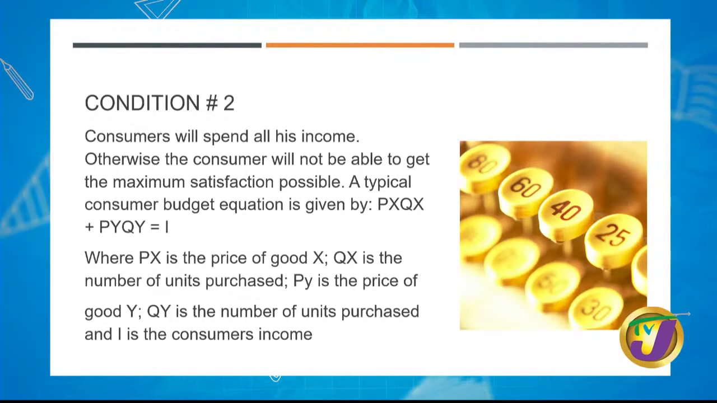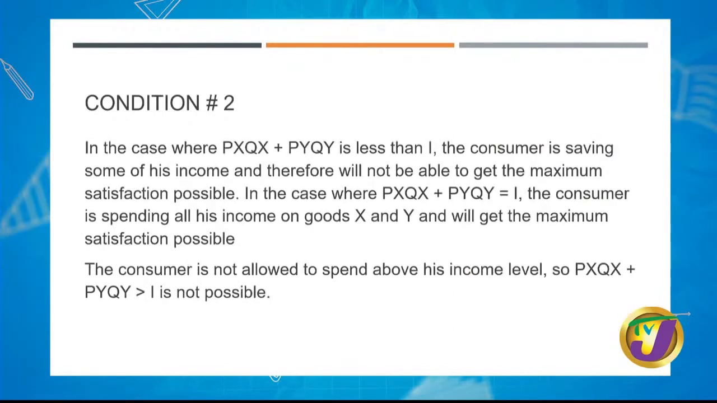Now, if the consumer has money left over when they have purchased a certain quantity of both goods, it means that the price times quantity of one good plus the price times quantity of the other good is less than income. And that means that the consumer is not being rational. They're not maximizing their satisfaction.